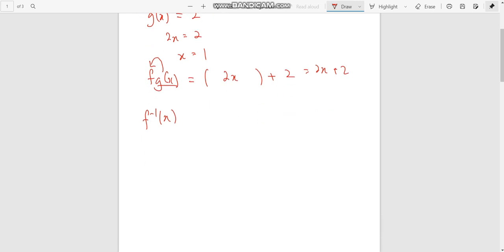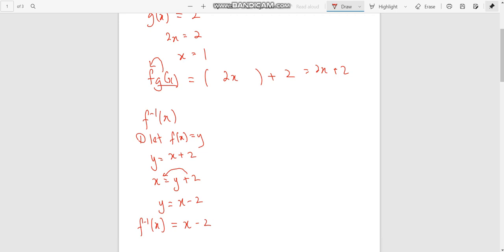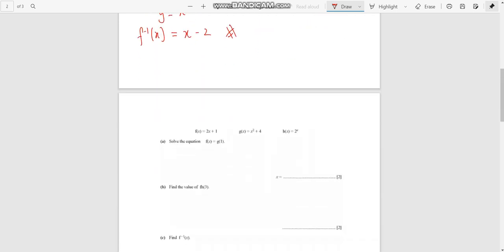Next, they might ask you to find the inverse function. Okay, so to find the inverse function, the first step is you let f(x) equal y. So I will get y equals x plus 2. After that, you swap the x and y. Okay, so x becomes y plus 2. And then the next step, just make y your subject. So I have to move the 2 here. So y equals x minus 2. So my inverse function is x minus 2. Okay, so that's it. Now let us look at the examples.